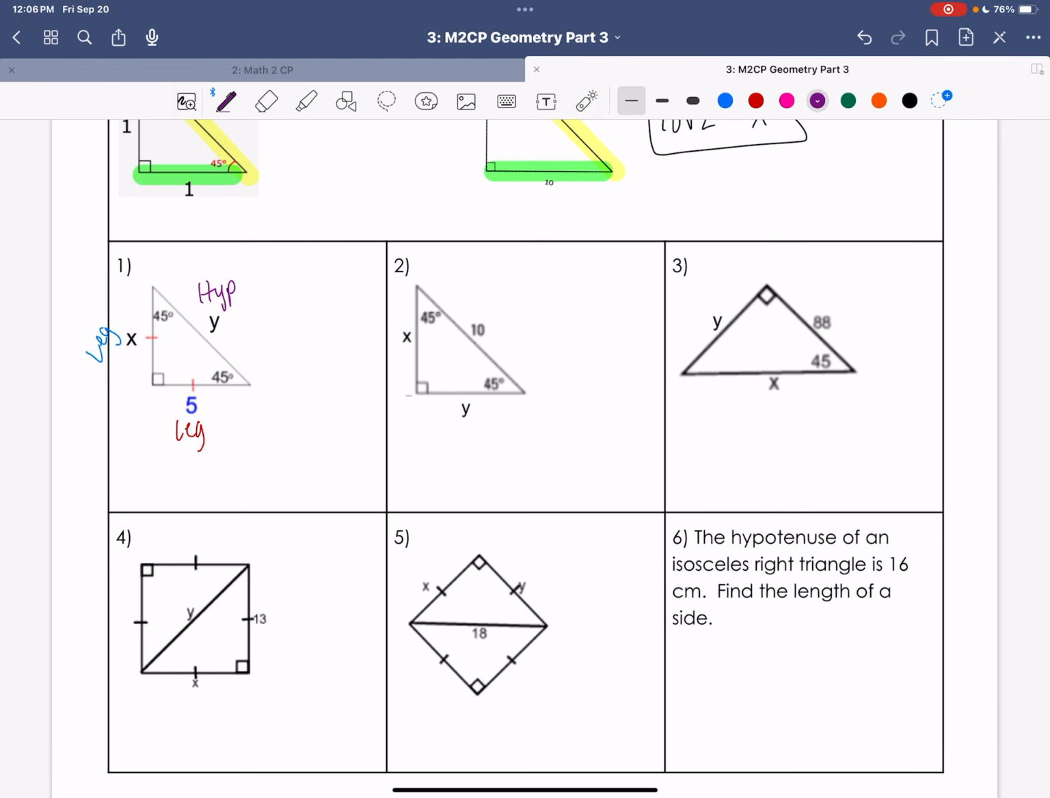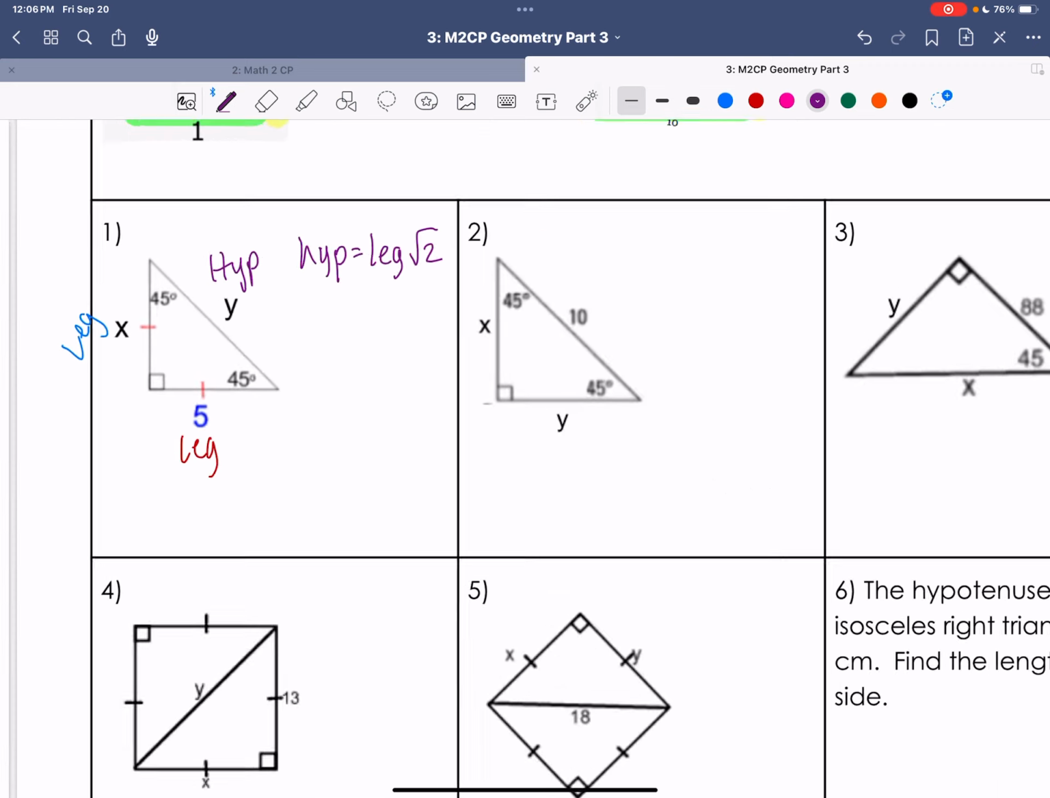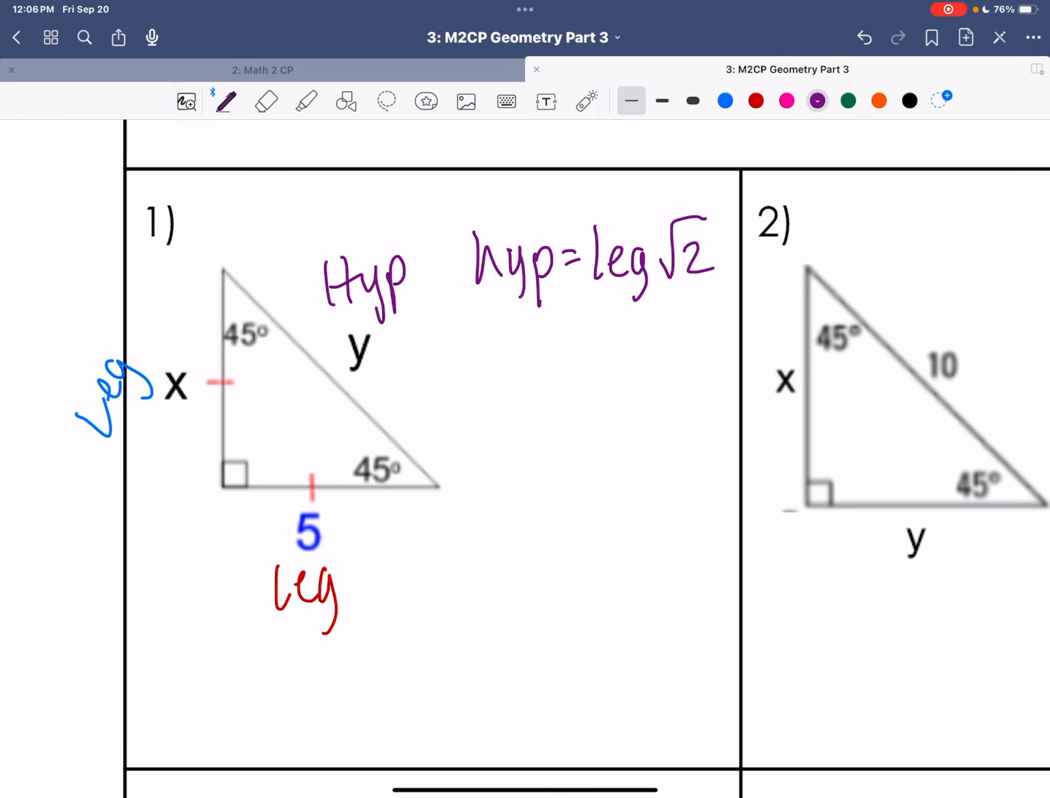All right, so we're looking for the hypotenuse. Our leg is 5, and we said we're multiplying that by root 2. The hypotenuse is y. And now all you have to do is solve it. This is as simplified as you can get, so that's your answer.